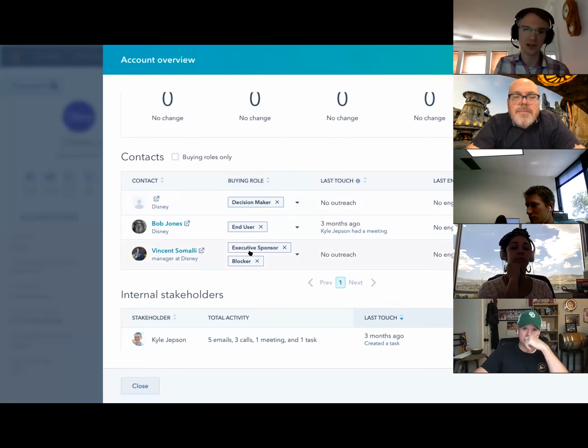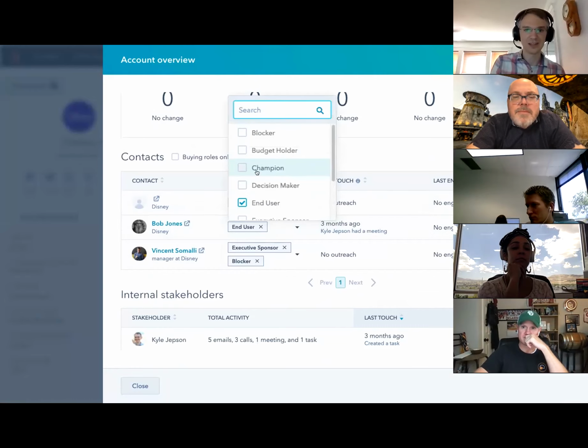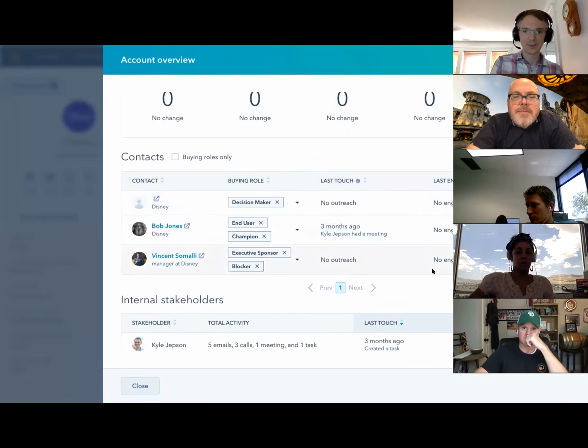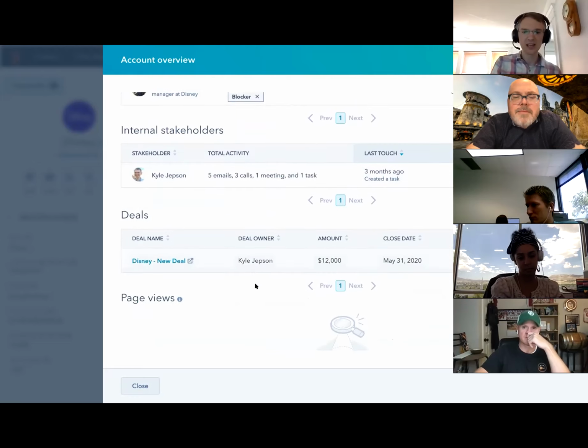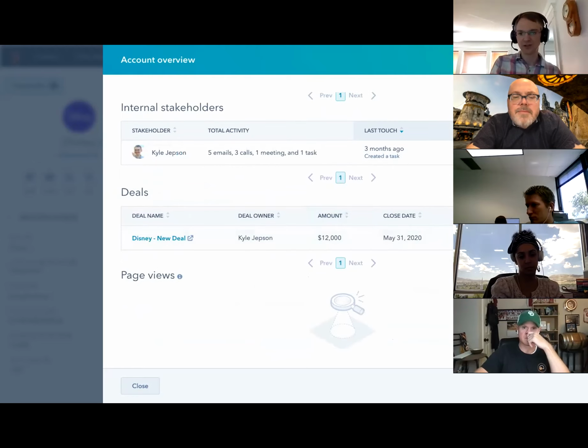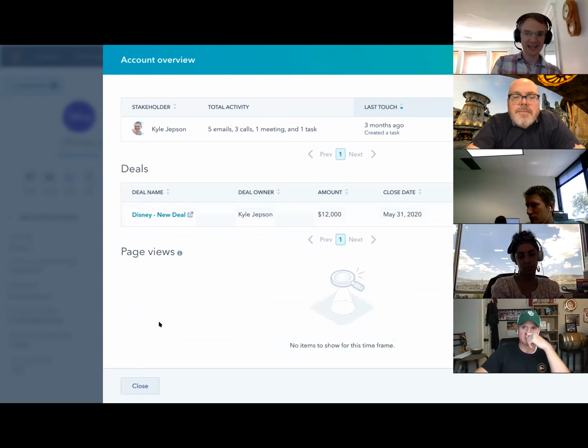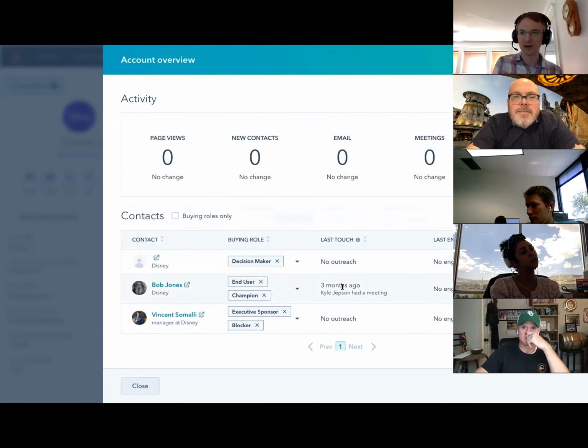And you can have more than one here. If the executive sponsor is also a blocker, that's a problem. If the end user is a champion, that's pretty good. And then you can see I'm the only person working on this, but if more people in this portal were also interacting with this account, that would be listed here. You can see open deals here, their amount and close date, what schedule they're in. And then again, if this was connected to your website, if you had real data here, you would see page views from this company on your website.